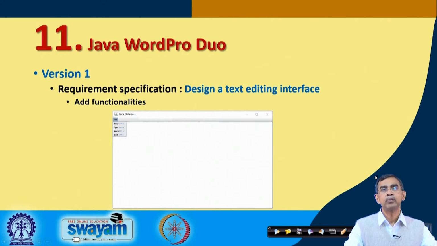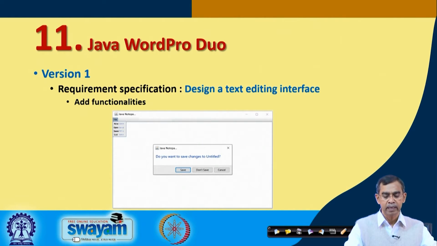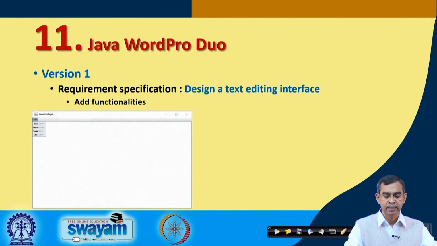Then you have to add functionalities into this frame one by one. As you see here, we have added one functionality called File. As in any word processor, whatever menus are there, you can go on adding all those things one by one. Once File is there, it will give New, Open, Save or Exit, this kind of things. Now, if you want to save it, for example, here, then it will ask: save, do not save, or cancel, whatever it is.